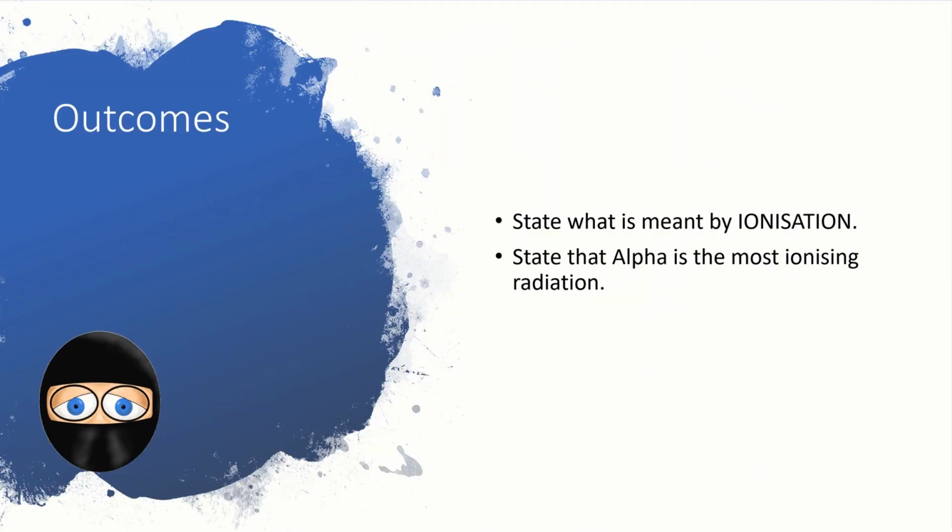Anyway, the outcomes today are: state what's meant by ionisation and state that alpha is the most ionising radiation. As I usually try to do, I'll go into a wee bit more detail than is needed at Nat 5 because some people find the additional detail helps them understand a concept better. But in terms of the Nat 5, all you need to remember are these two outcomes. State what's meant by ionisation, state that the alpha particle is the most ionising radiation.